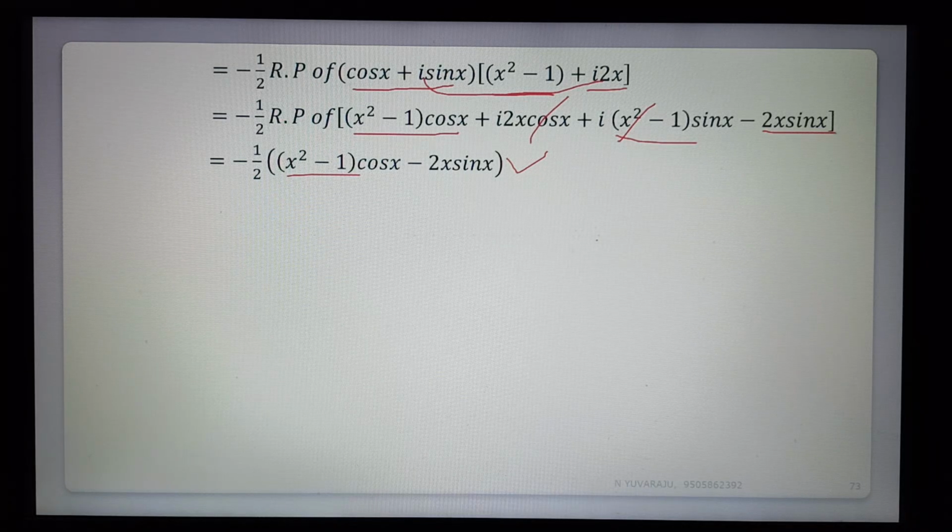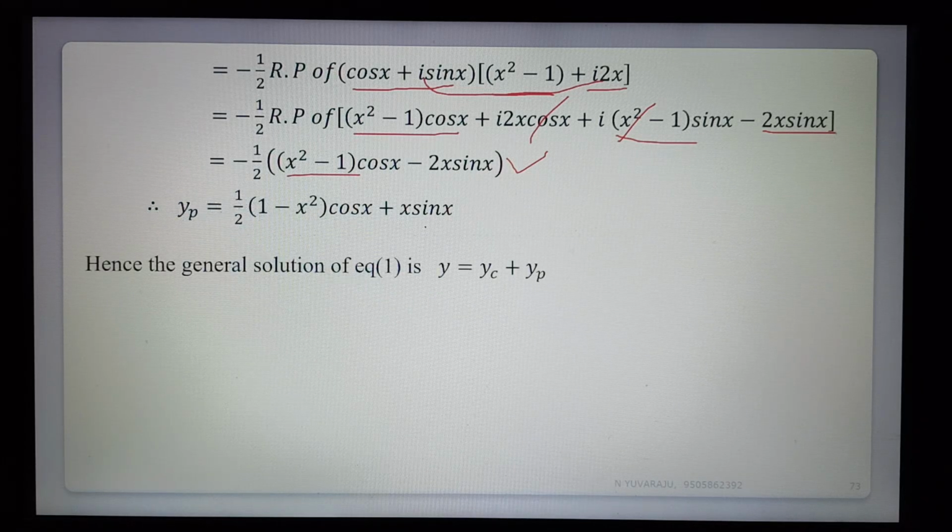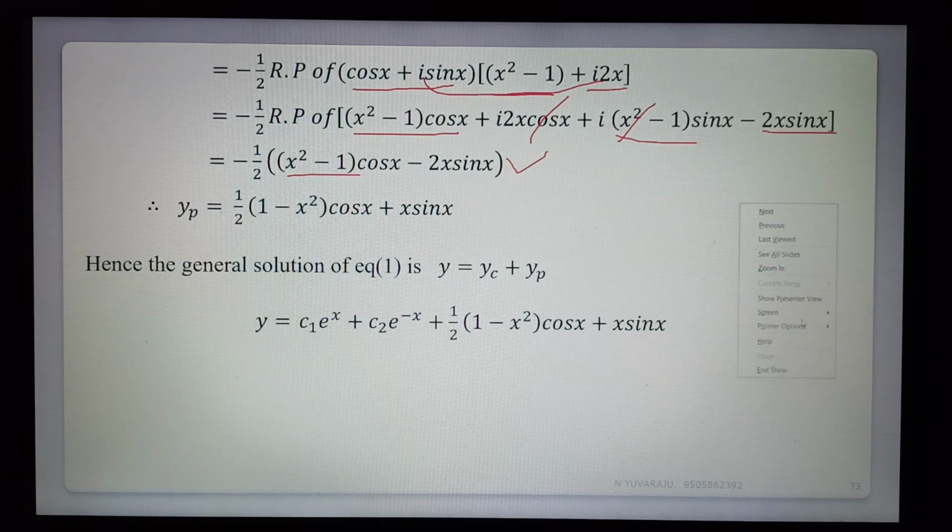So only the real part is chosen, but the imaginary part is not taken, because cos x is a real part. So this is the yp. Simplification is 1/2 into [(1 - x²) cos x + 2x sin x]. So therefore the general solution is yc plus yp. So this is the required general solution.